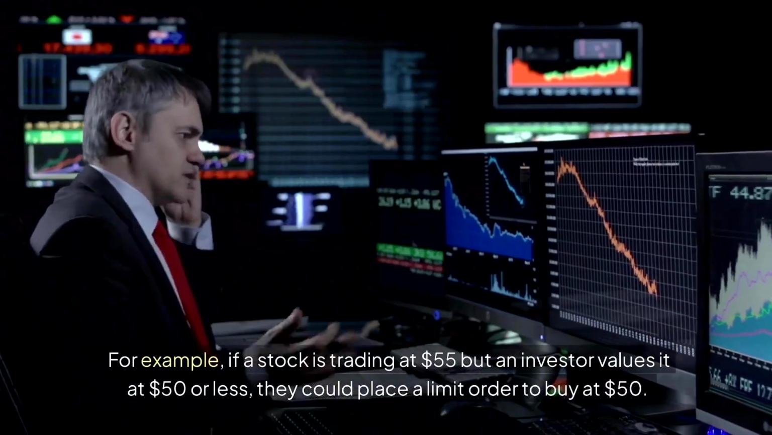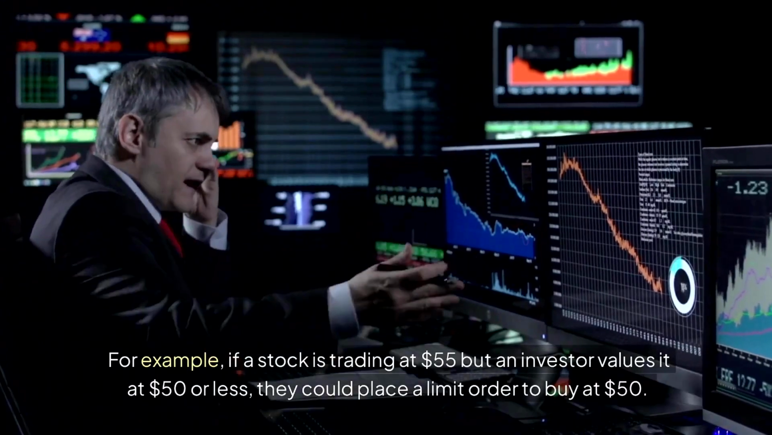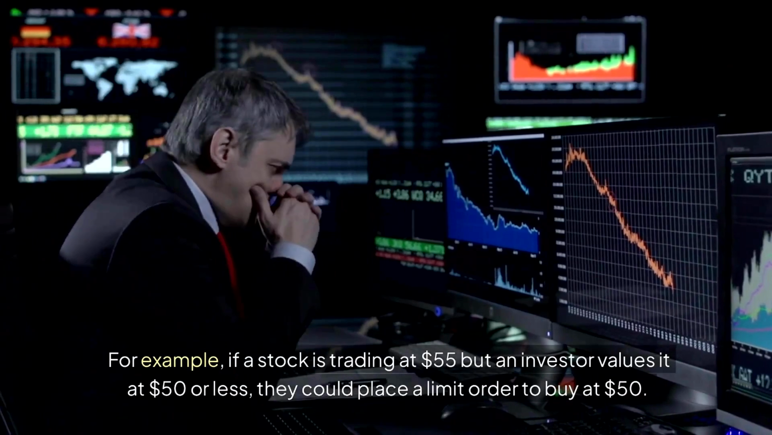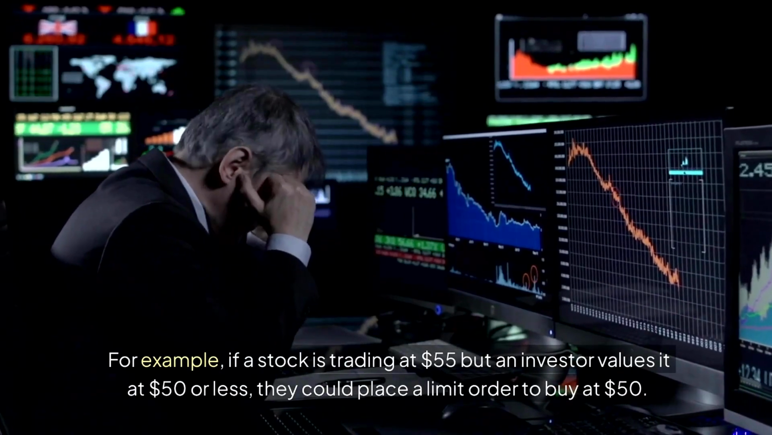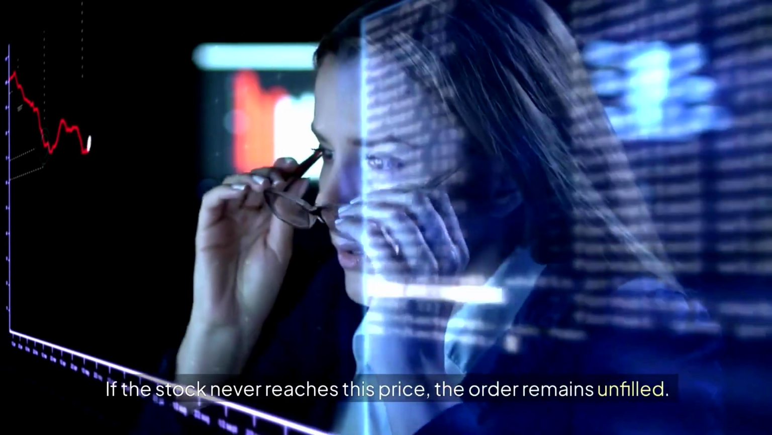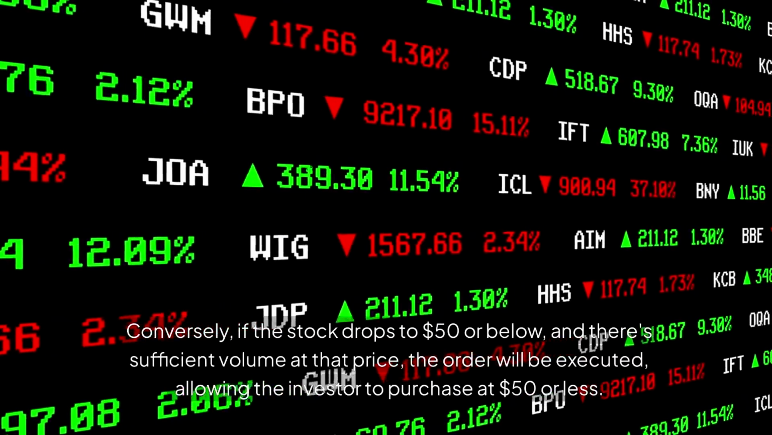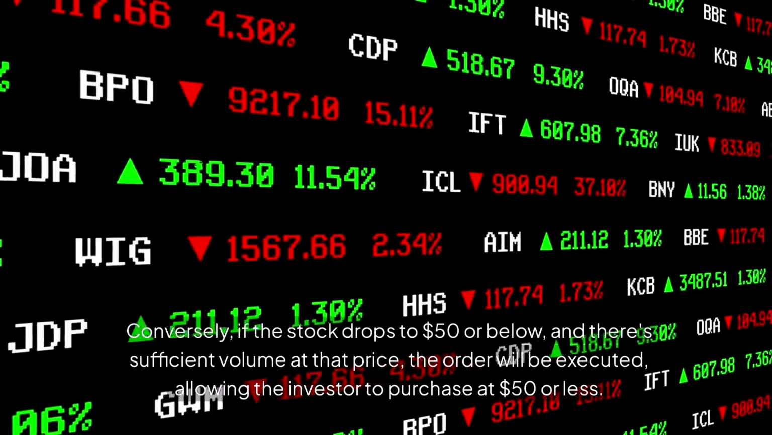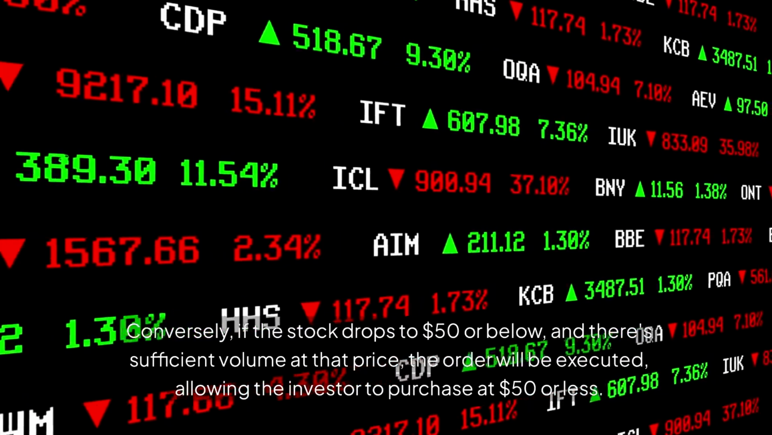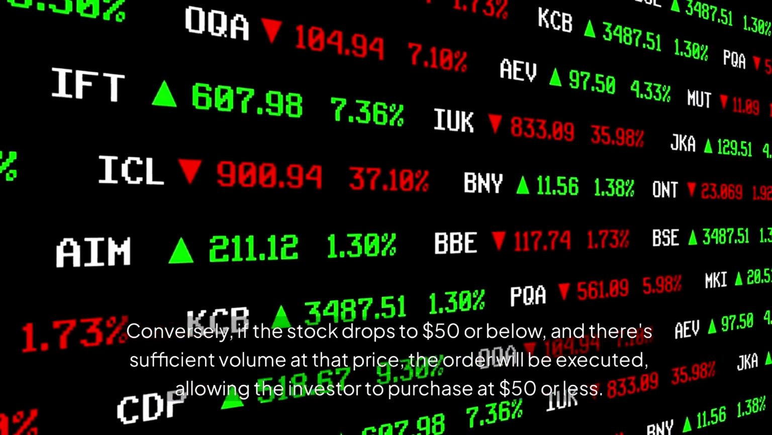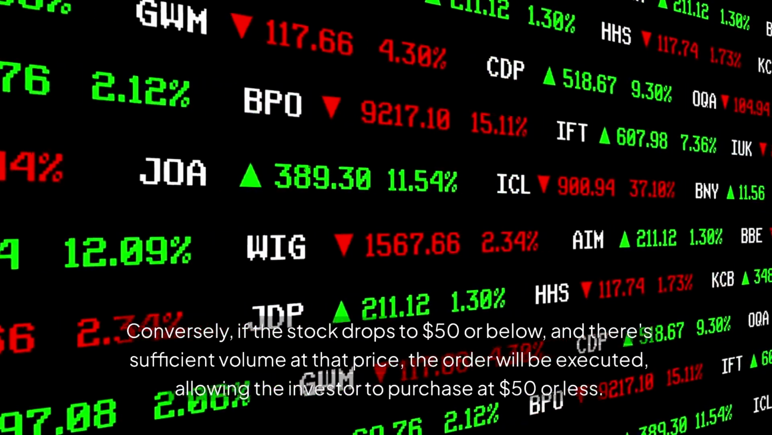For example, if a stock is trading at $55 but an investor values it at $50 or less, they could place a limit order to buy at $50. If the stock never reaches this price, the order remains unfilled. Conversely, if the stock drops to $50 or below, and there's sufficient volume at that price, the order will be executed, allowing the investor to purchase at $50 or less.